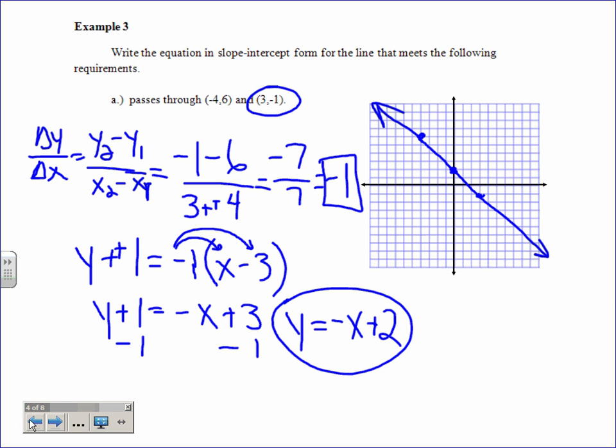Okay. Now, did you have to graph? Was that part of the directions? No. But sometimes it really doesn't hurt to check.